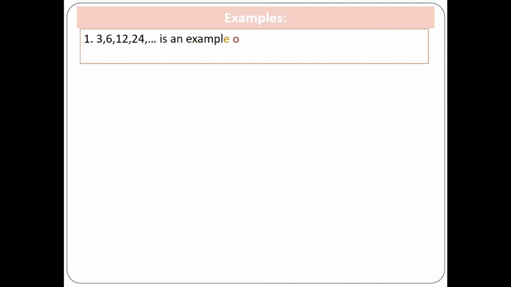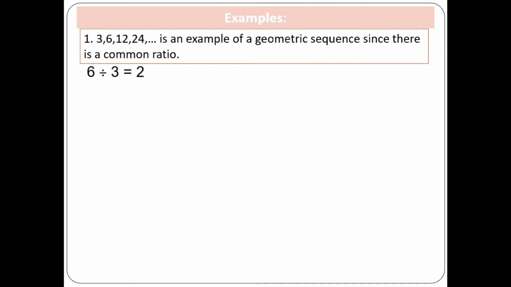Examples. Number 1: 3, 6, 12, 24 is an example of a geometric sequence since there is a common ratio. 6 divided by 3 is 2, 12 divided by 6 is 2, and 24 divided by 12 is 2. So the common ratio of the given sequence is 2.